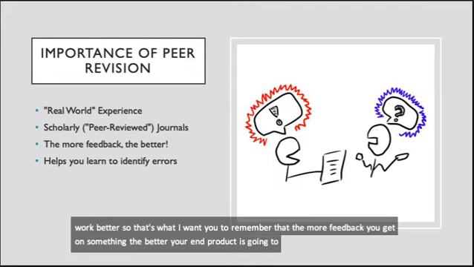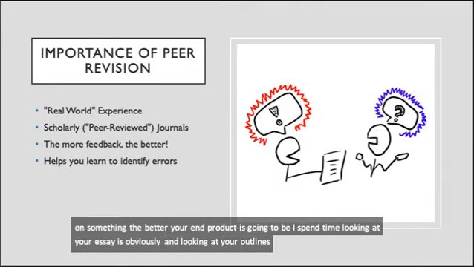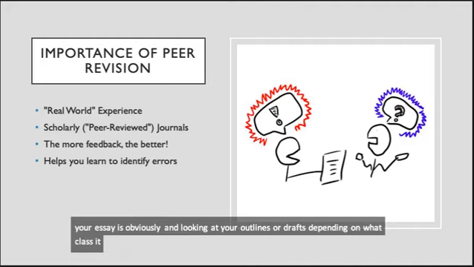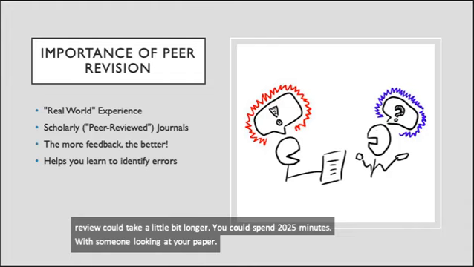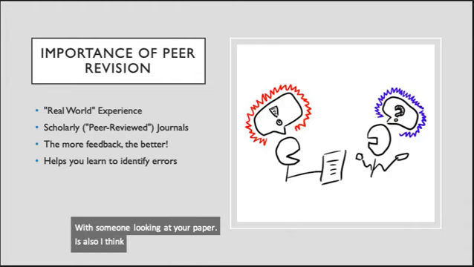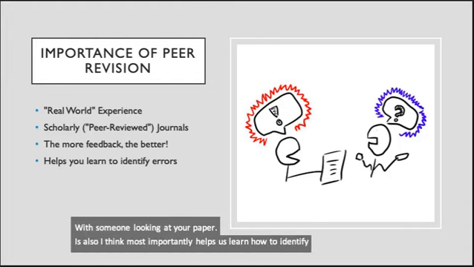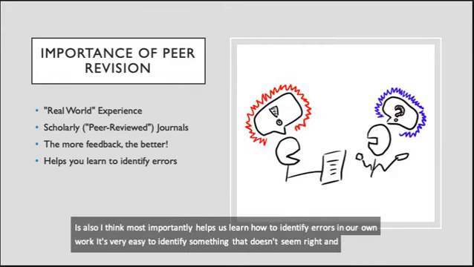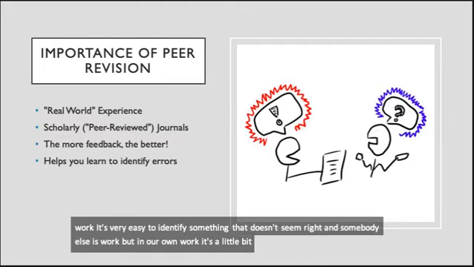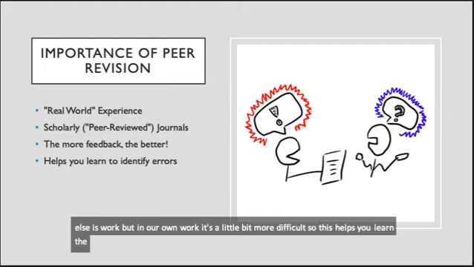I spend time looking at your essays, obviously, and looking at your outlines or drafts, depending on what class it is. And I can only spend maybe 5 to 10 minutes on a paper, whereas a peer review could take a little bit longer. You could spend 20, 25 minutes with someone looking at your paper. This also, I think most importantly, helps us learn how to identify errors in our own work. It's very easy to identify something that doesn't seem right in somebody else's work, but in our own work, it's a little bit more difficult. So this helps you learn the process of identifying errors and how to fix them.